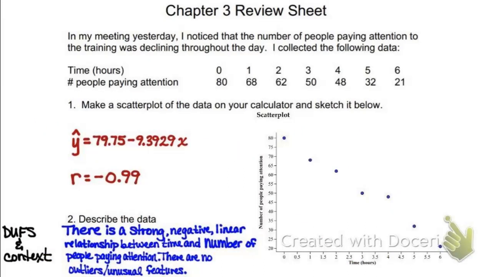So there's my scatter plot. Here's what I got for my equation and my R value. If you don't remember how to make the calculator give you the equation and your R value, it's stat, you arrow over to calc, and it's option number 8. So there is a strong negative linear relationship between time and number of people paying attention. There are no outliers or unusual features. That last sentence is optional if there aren't any outliers or unusual features. If there are, you have to talk about them.